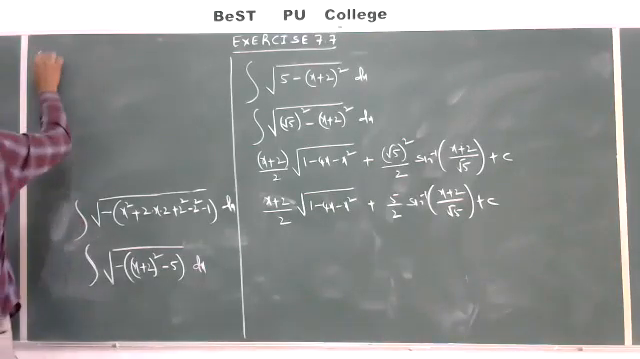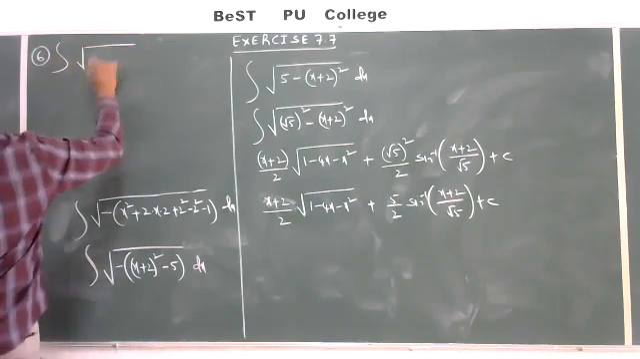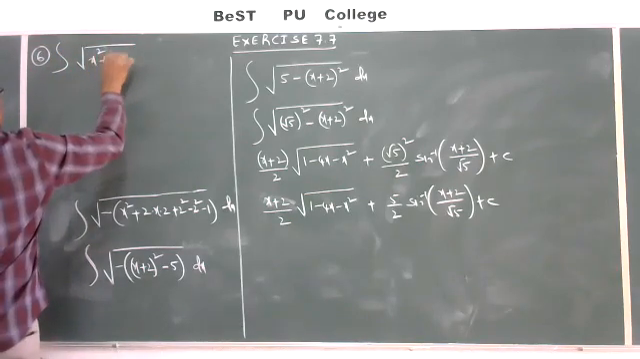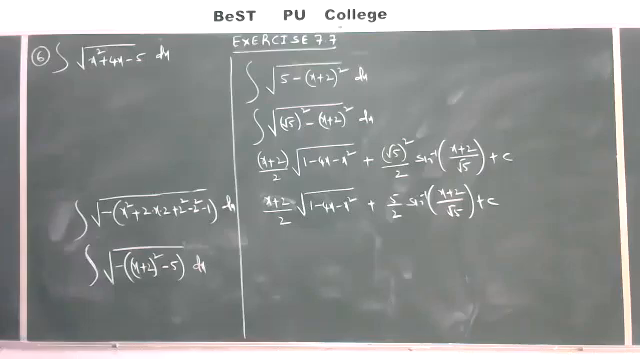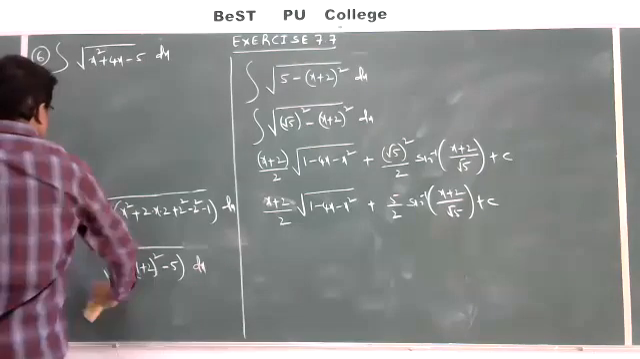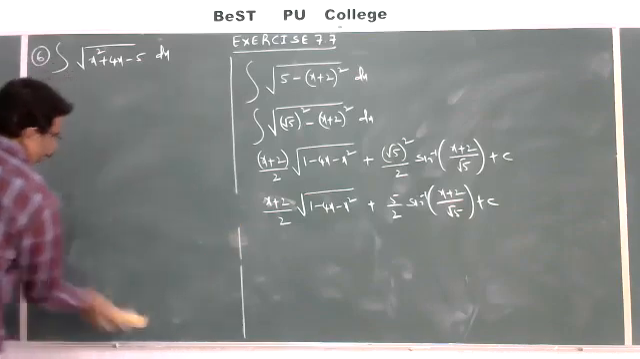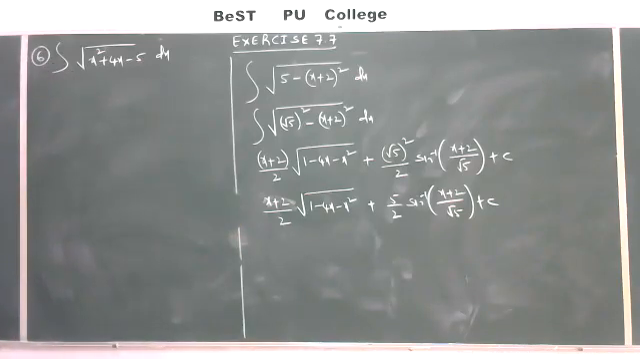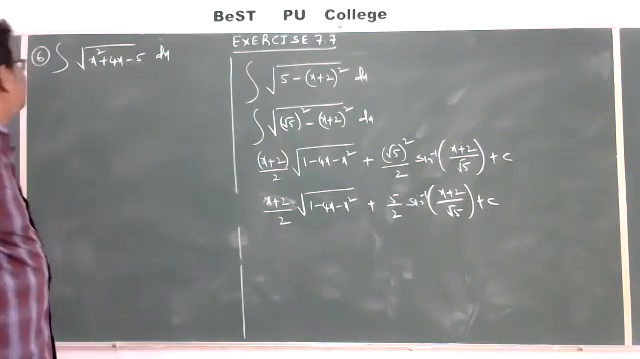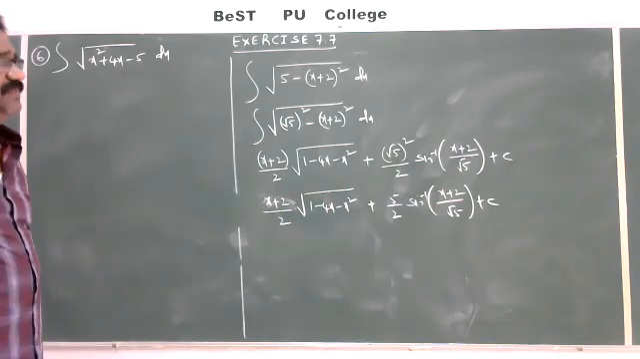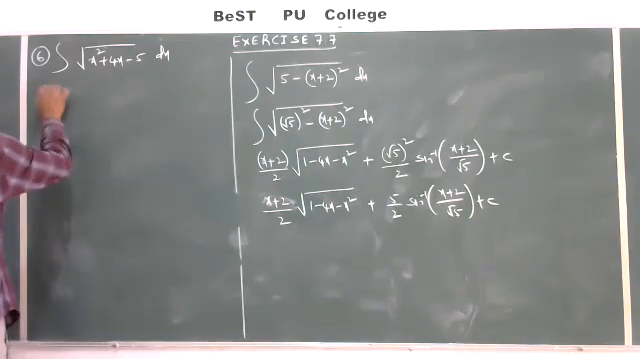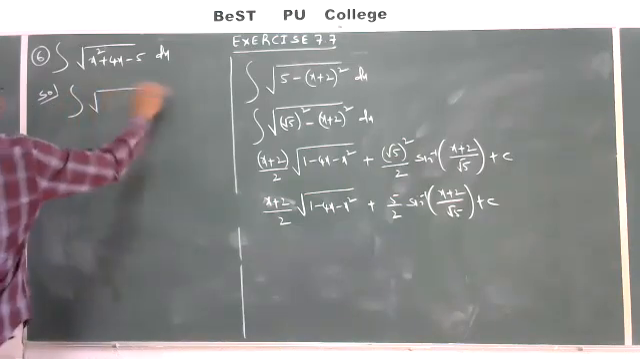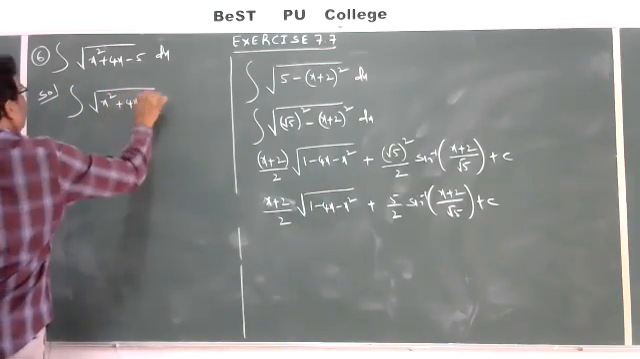Yes, sixth problem. Integral root of x square plus 4x minus 5 dx. Simplify the given function in the form of root of x square minus a square, or root of x square plus a square, or a square minus x square. That is the solution. Integral root of x square plus 4x minus 5 dx.